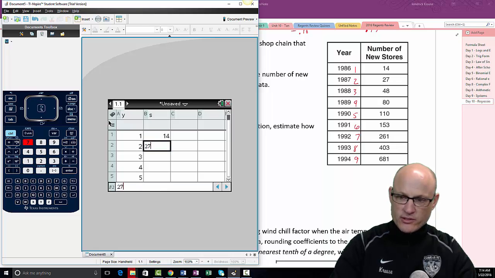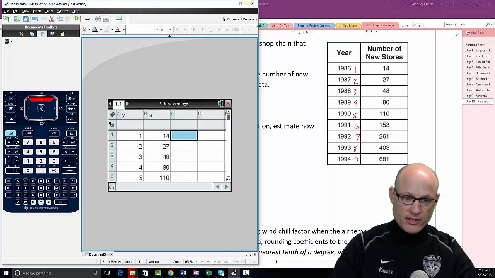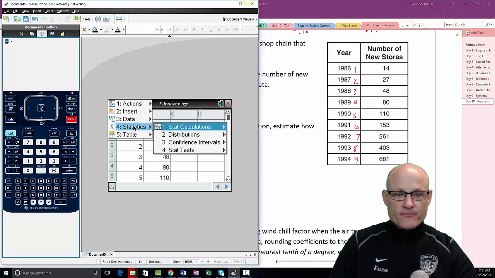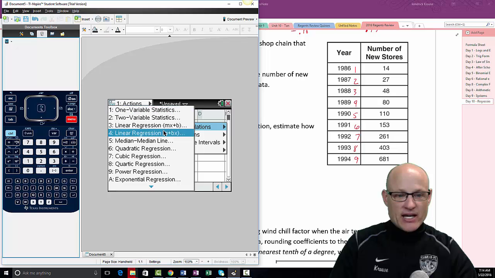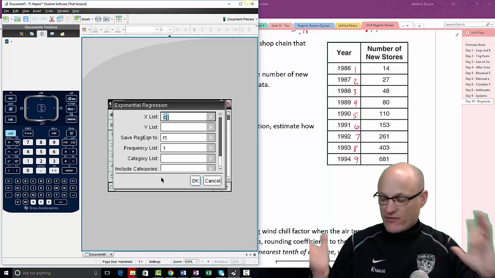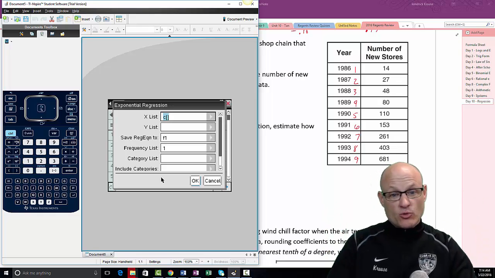And 14, 27, 48, 80, 110, 153, 261, 403, and 681. Boom. Go back over here. So I'm going to go into menu, statistics, stat calculations, and they told me I had to do exponential regression. Now, in order to do regression, you have to give it 2 lists. You have to be able to compare one thing with one thing. And this time, we're comparing years to number of stores.